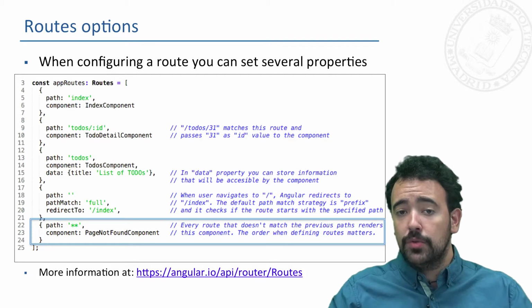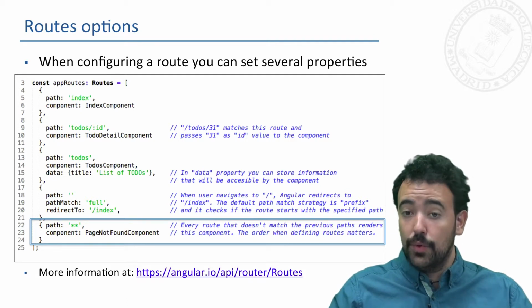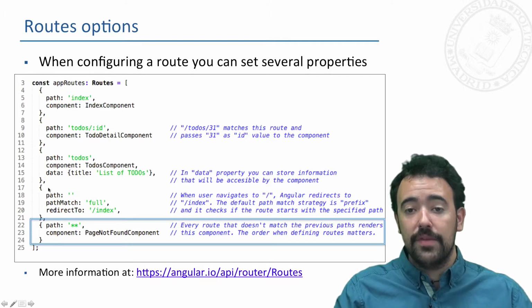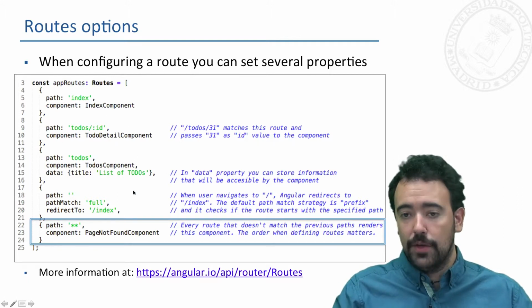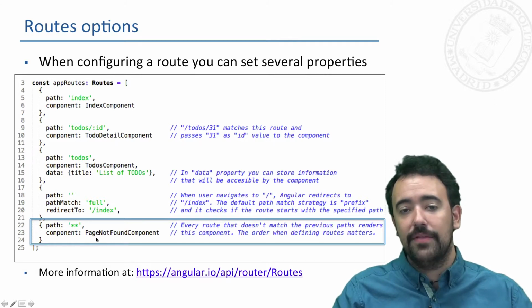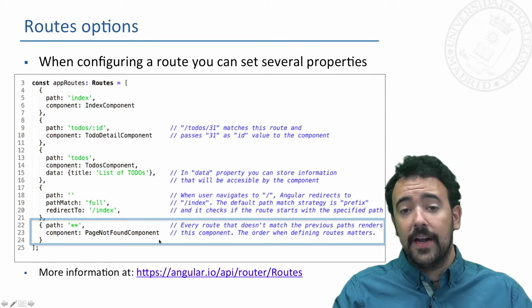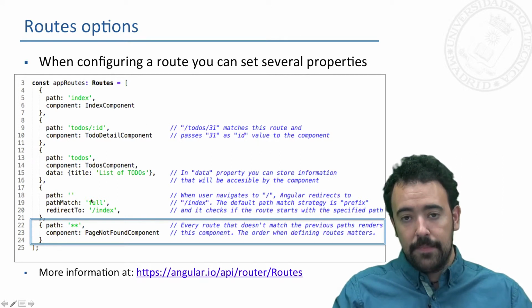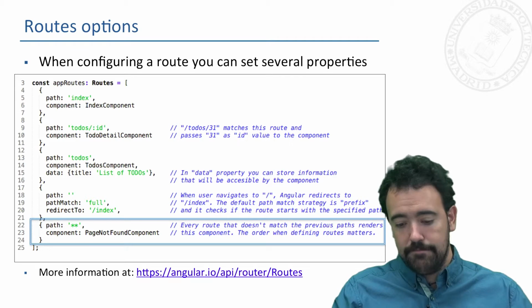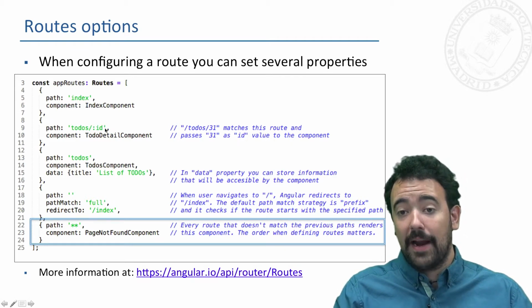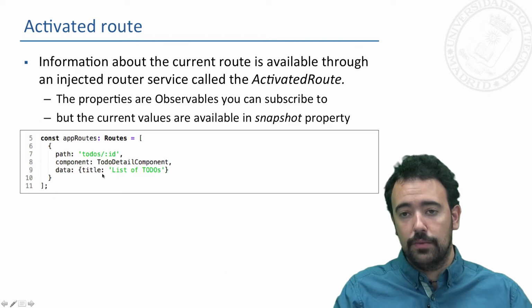Finally, it's very common to include a last route that will be used in case none of the previously defined routes match the URL. So for instance, here we have to define a component, the page not found component, that will be rendered when the path does not match any of the previously configured routes. Okay. So how to access this information, like the parameters or the data we pass to the routes?